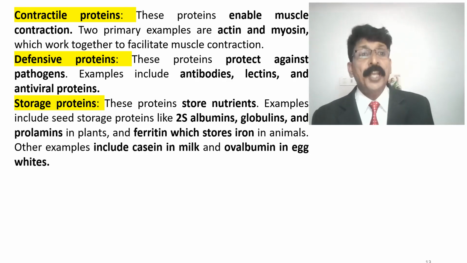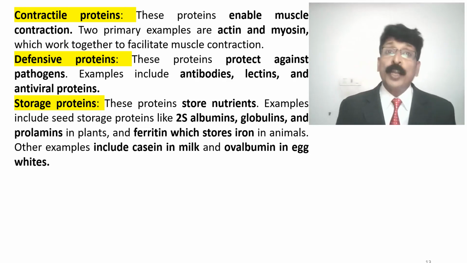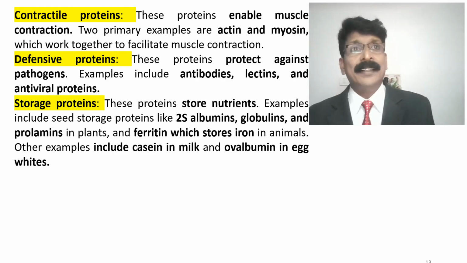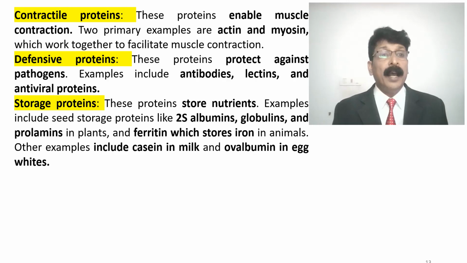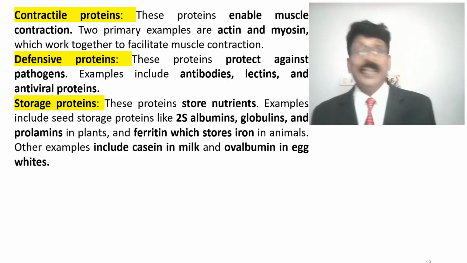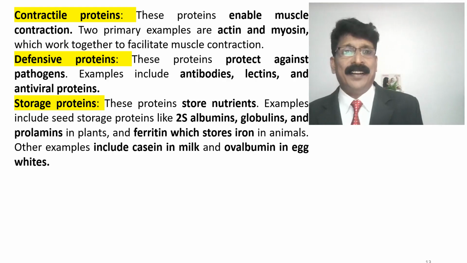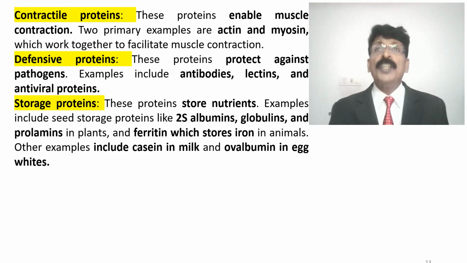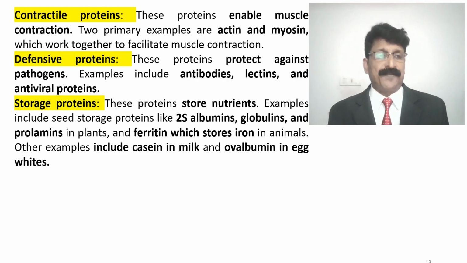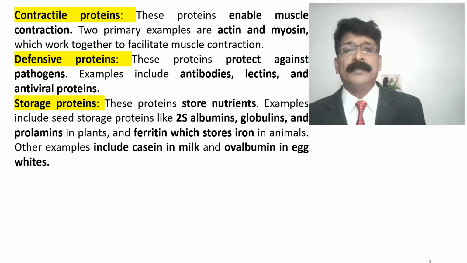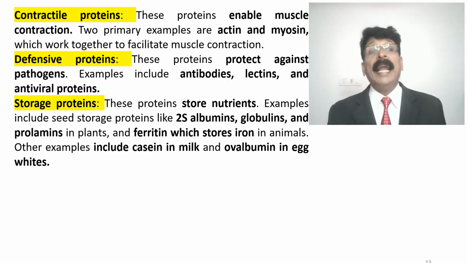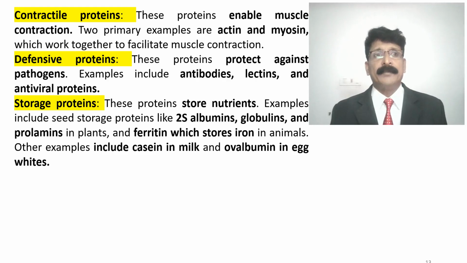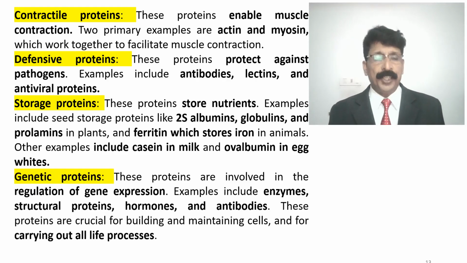Examples include seed storage proteins like 2S albumin, globulin, and prolamins in plants, and ferritin, which stores iron in animals. Other examples include casein in milk and ovalbumin in egg whites. They act as storage proteins.